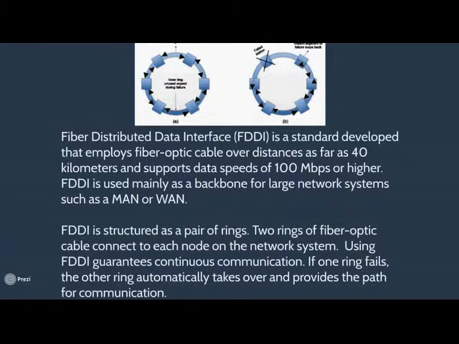FDDI is structured as a pair of rings, 2 rings of fiber optic cable connected to each node on the network. Using FDDI guarantees continuous communication because if one ring fails, the other ring automatically takes over and provides the path for communication.